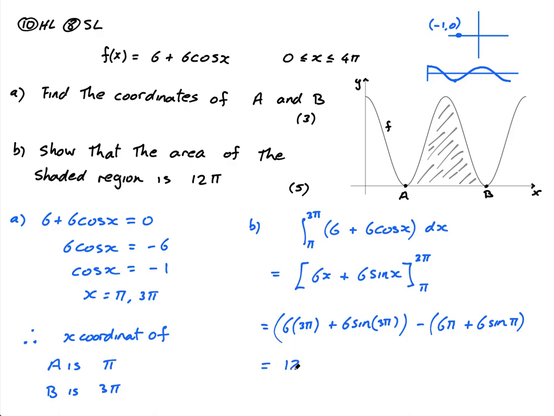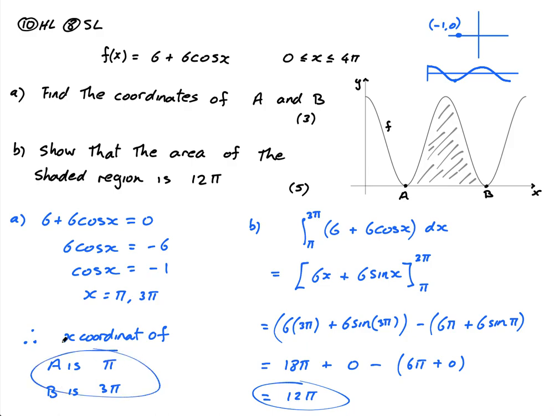Okay, I have 18 pi plus, now this is nice because the sine of 3 pi is 0, and the sine of pi is 0. So it's just 18 pi plus 0 minus 6 pi plus 0 as well. So it's just 18 pi minus 6 pi, which is equal to 12 pi. If you want to put a circle around it, do. I can put a circle around this too.